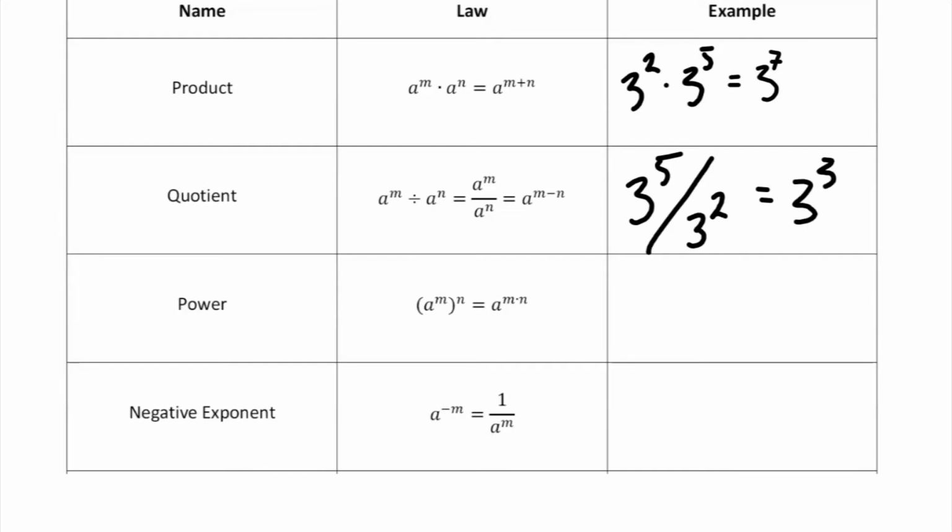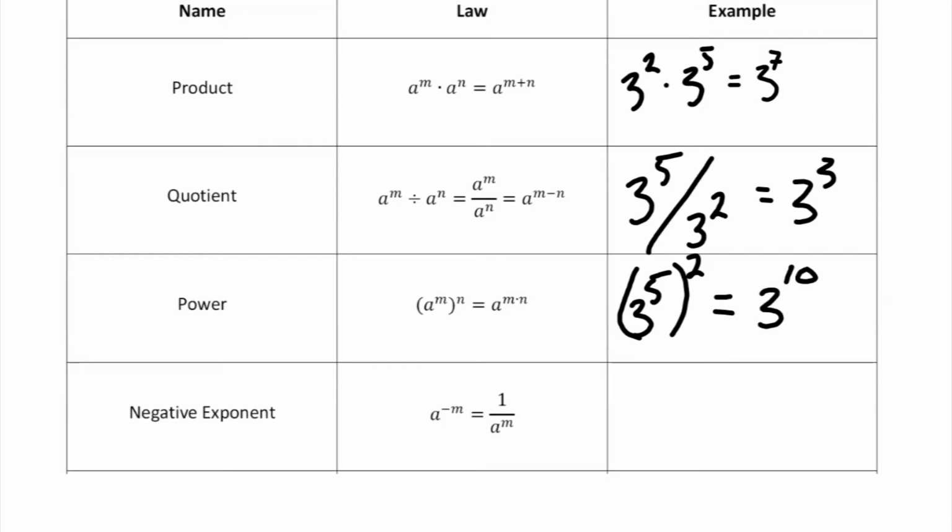In the case of an exponent on an exponent, here we've got the base a to the exponent m, all of that raised to the exponent n. In that circumstance, we multiply the two exponents together. Continuing with our example, if we had 3 to the 5th raised to the 2nd power, that would be 3 to the 10th.